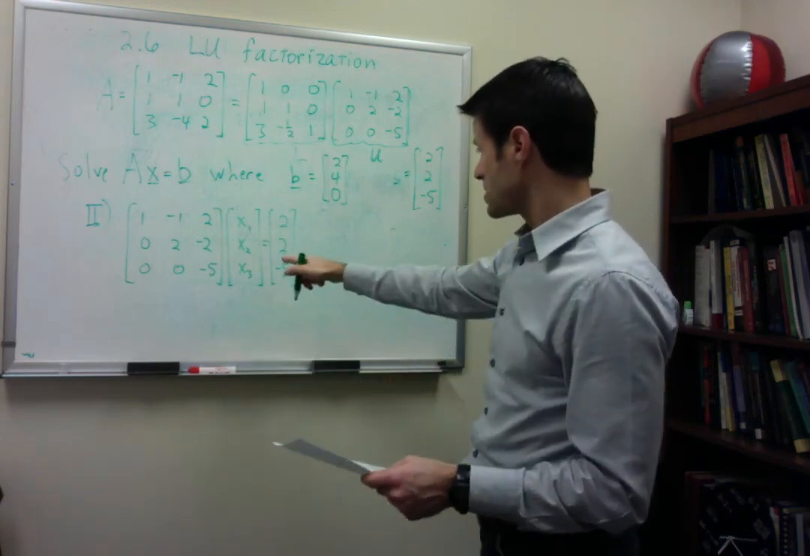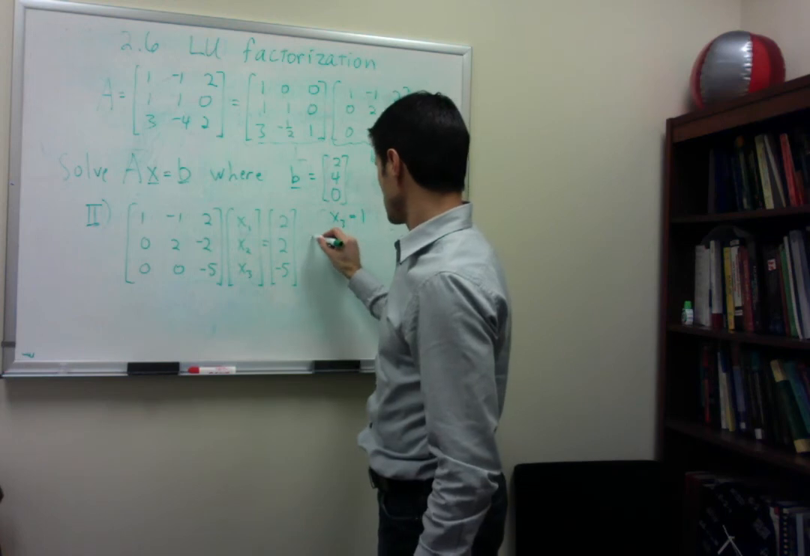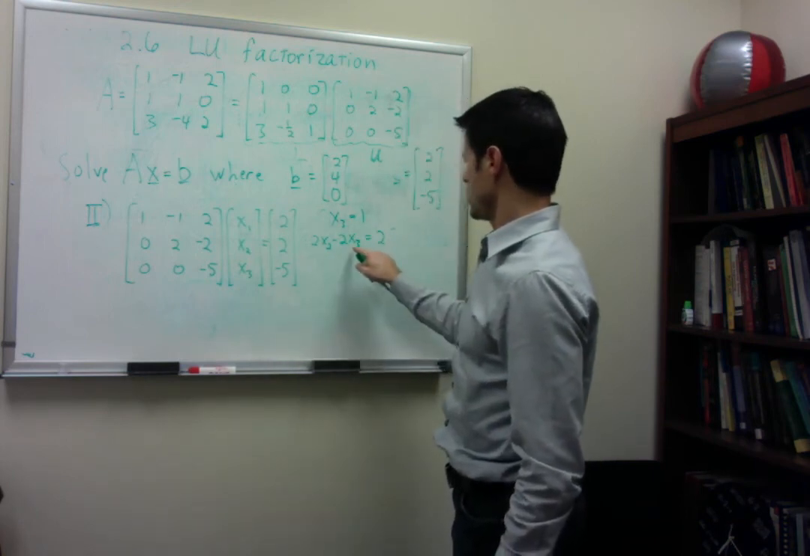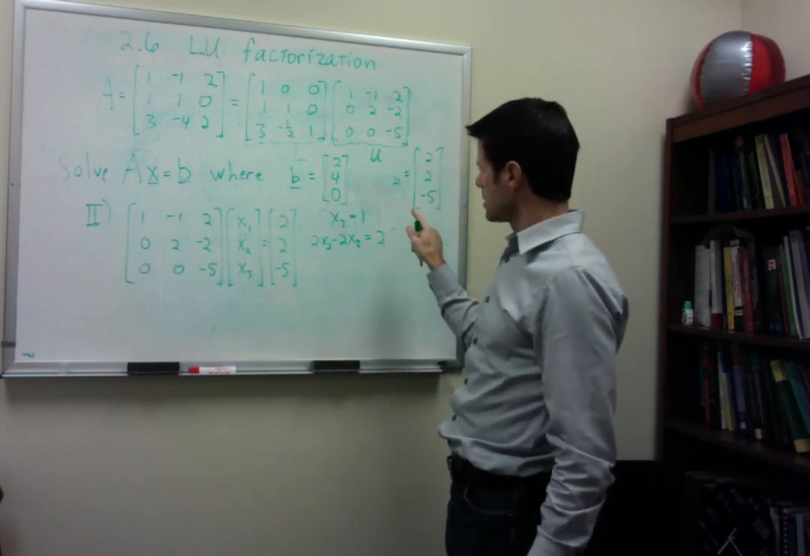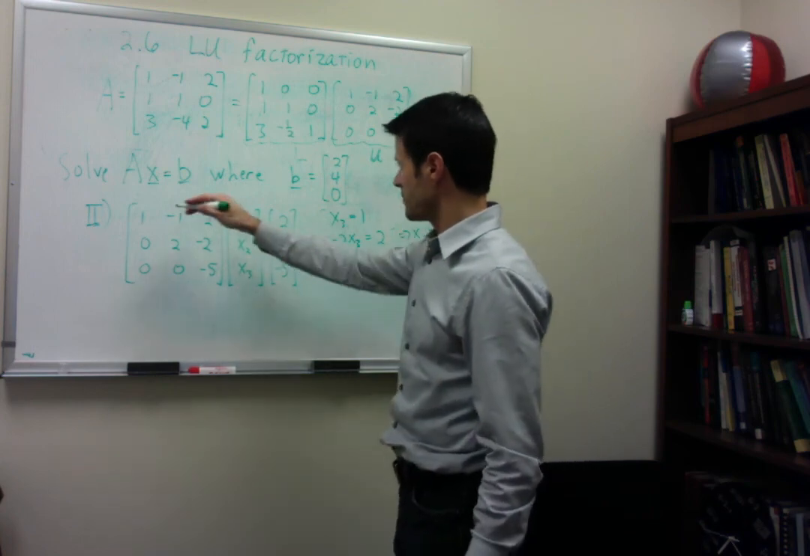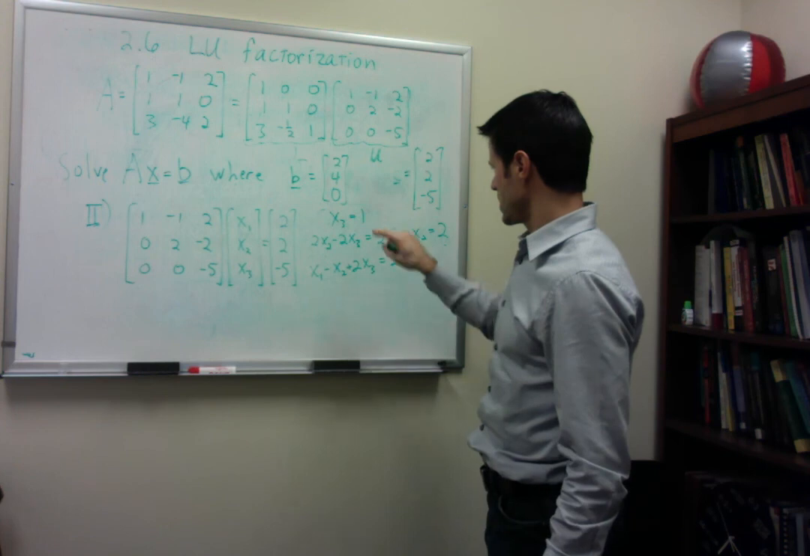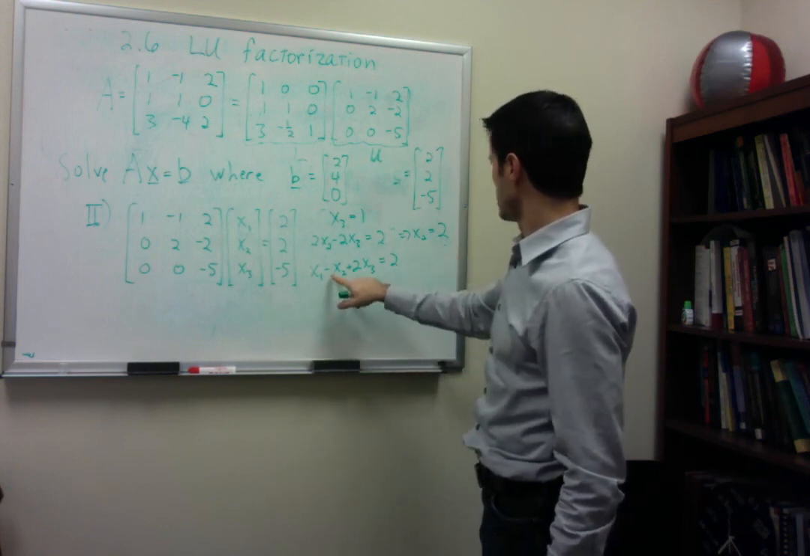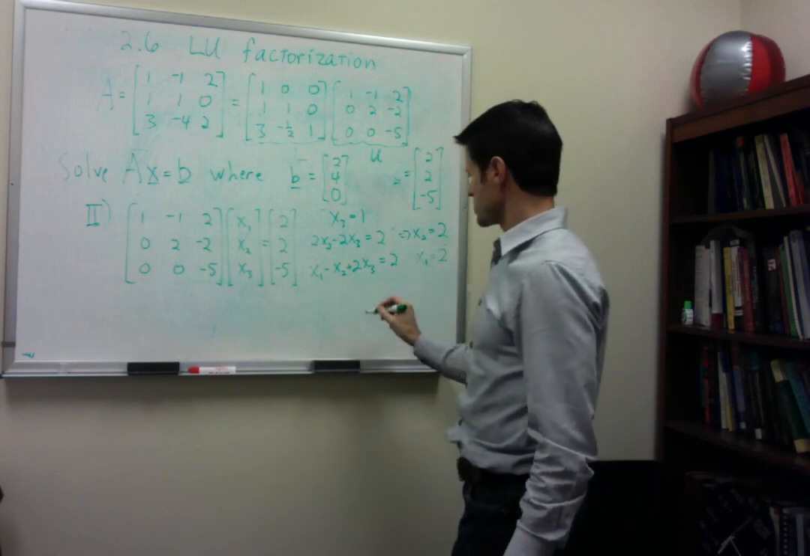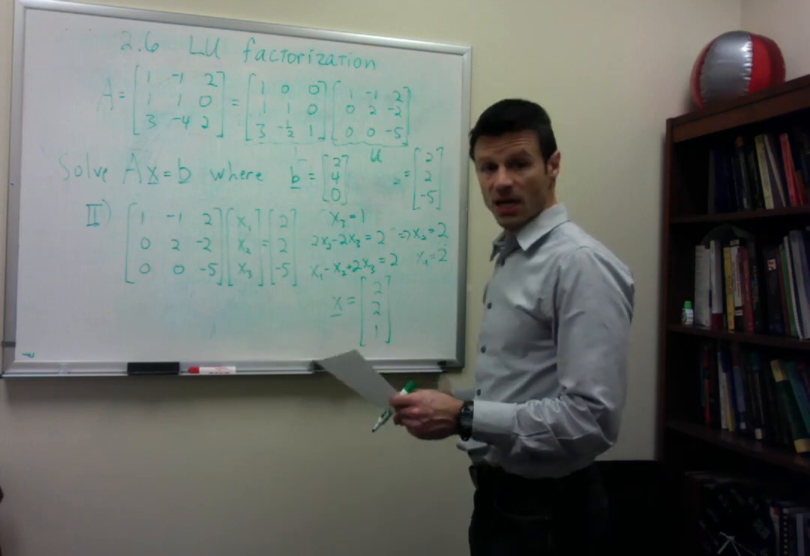We can see that x3 is going to equal 1 from our last row. The second equation is 2x2 minus 2x3 equals 2. If x3 is 1, I plug that in, I get a minus 2 on the left. I add 2 to both sides, I get 4 on the right. I divide by 2, and x2 is 2. Then the first row is x1 minus x2 plus 2x3 equals 2. If x2 is 2 and x3 is 1, the minus 2 plus 2 cancel, and I'm left with x1 equals 2. So our solution x bar is equal to 2, 2, 1. This is our solution using the LU factorization.